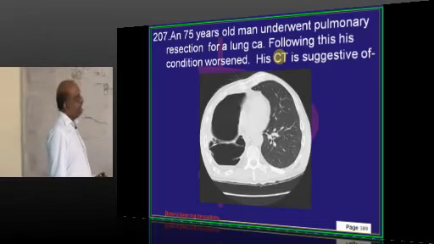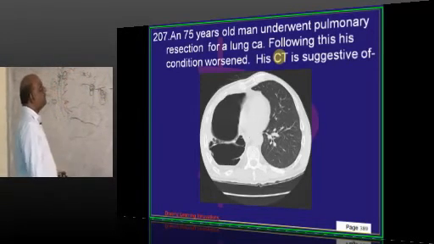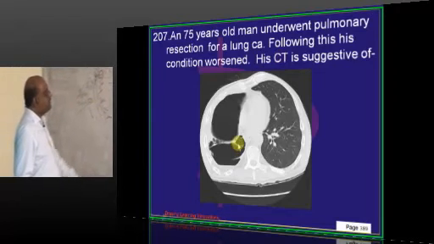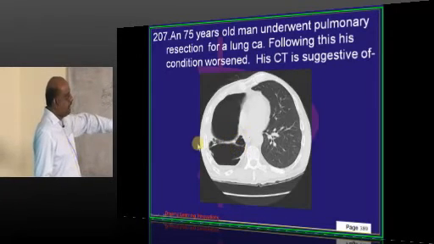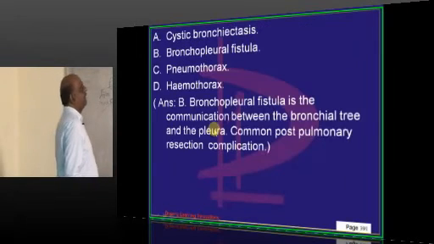A 75-year-old underwent pulmonary resection and his condition got worsened. What you can see is that from the bronchus towards the pleura there is a fistula. So it's a bronchopleural fistula that the patient has developed.